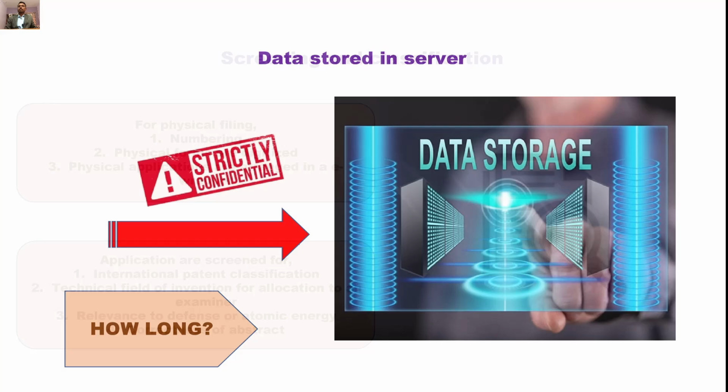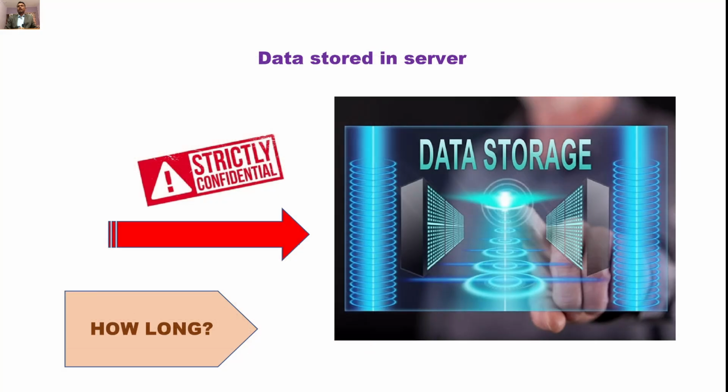And the patent application number that was given to you, you will not be able to track anything on the internet using that application number, because nothing will show. You will get no relevant data by using that application number, because everything is kept confidential and stored in the patent office servers for 18 months.